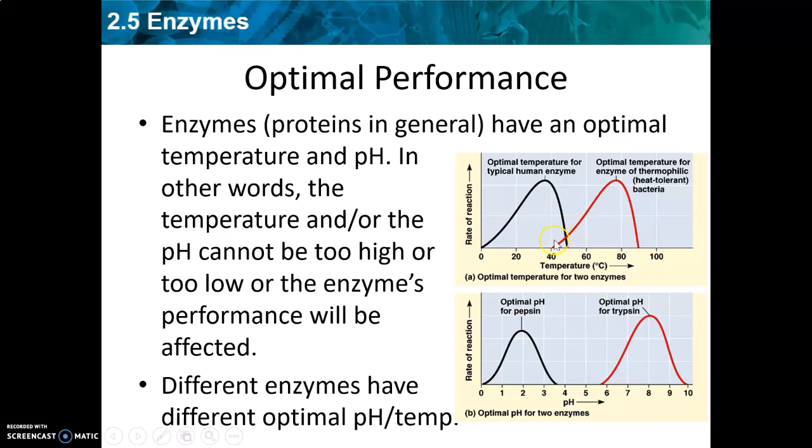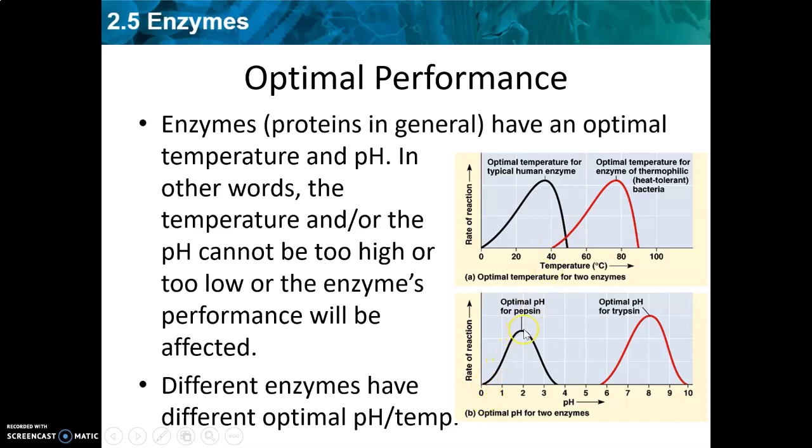Now you can notice this other curve over here has a peak much closer to 80 degrees. That would be way too hot for human enzymes, but heat tolerant bacteria, such as bacteria that would live in hot springs, have enzymes that need to function at a high temperature. So they have evolved enzymes that are able to function at a high temperature. And if we were to put the enzymes from those bacteria into a human, there would be very low reaction rate at all with those enzymes.